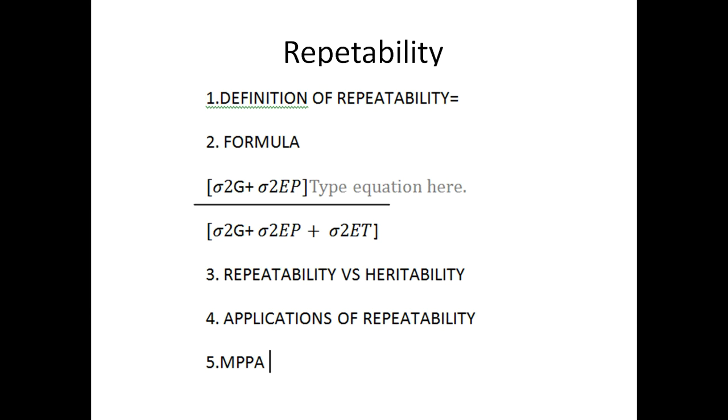It means it is the linear association between the repeated traits for the same animal. It means how good a good producer remains till the end and how bad a bad producer remains till the end.